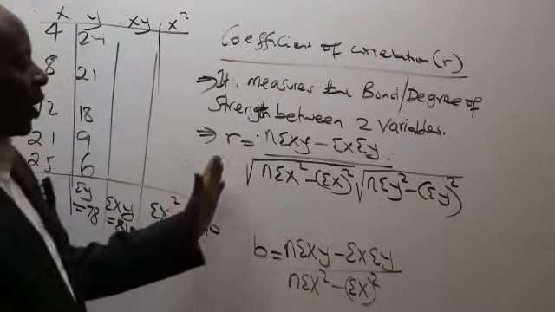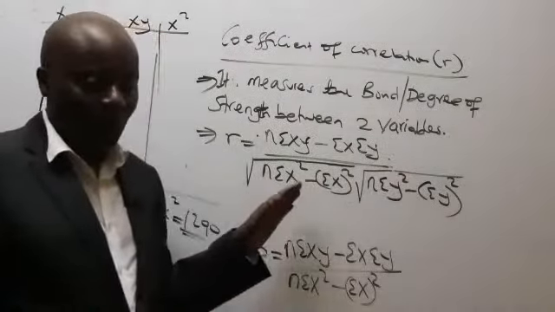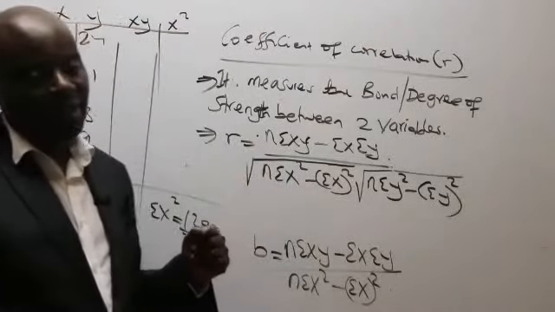Some books say you put one big square root, but it's good to put them separately. At the end of the day, we'll get the same answer like that.